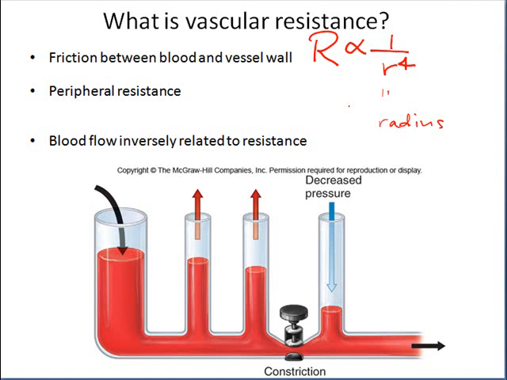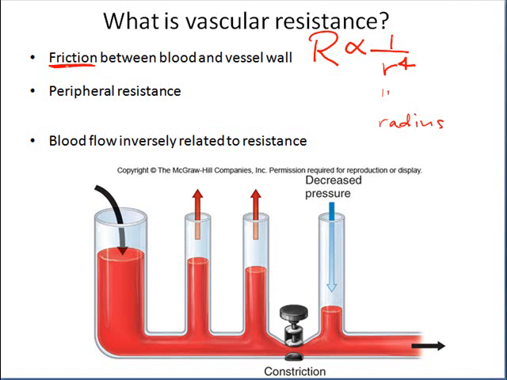So this is basically saying the same thing. If we make the diameter smaller, the resistance is going to increase. If we make the diameter larger, it's going to be much easier for things to move through that diameter. And again, that's because when things have a larger diameter, there's less, for example, blood or air molecules or whatever it might be, rubbing up against the wall of the tube.